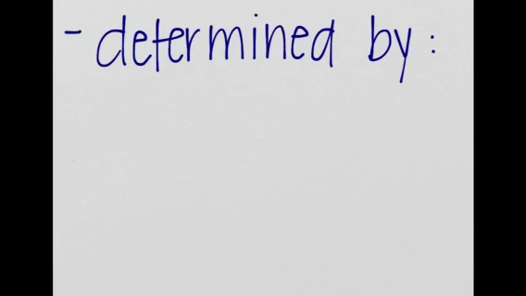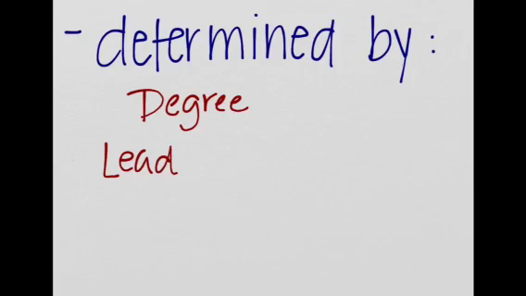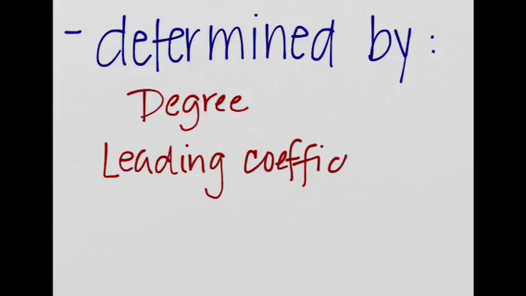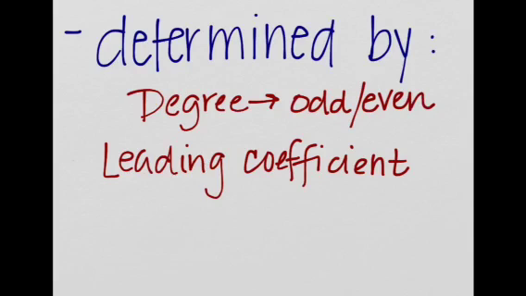So we determine end behavior by looking at two parts of the function. The first one is going to be the degree. So the end behavior is first determined by the degree of the function, and then we look at also the leading coefficient. So the degree is going to tell us whether the function is odd or even. So if it's an odd degree function, then it's going to be an odd polynomial. If the degree is an even number, then we're going to have an even polynomial.